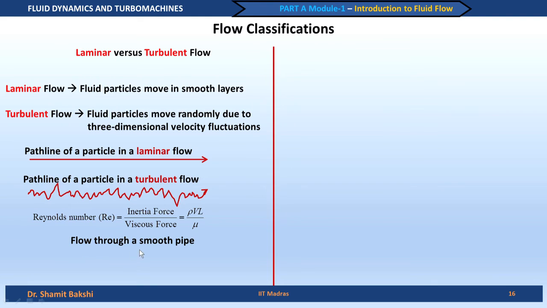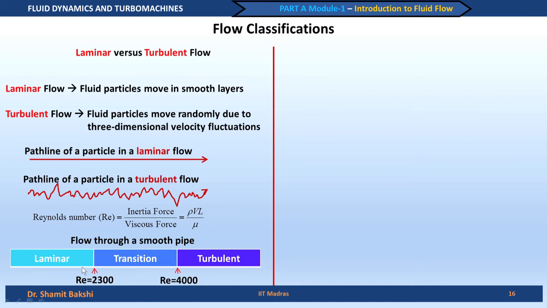For example, in the case of flow through a smooth pipe, we can distinguish between the laminar and turbulent flow in this manner. This region, that means Reynolds number less than 2300, is known as a laminar flow. Of course, if you have a rough pipe these numbers may change, and it is not like that if it is more than 2300 immediately the flow becomes fully turbulent. It goes through a transition region roughly at a value of 4000, and more than 4000 the flow becomes fully turbulent for the case of a flow through a smooth pipe.